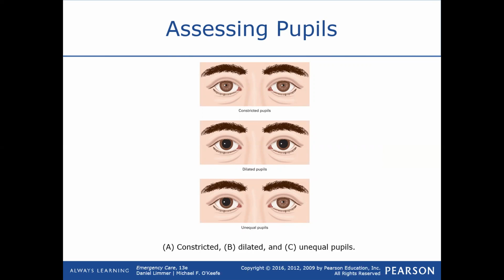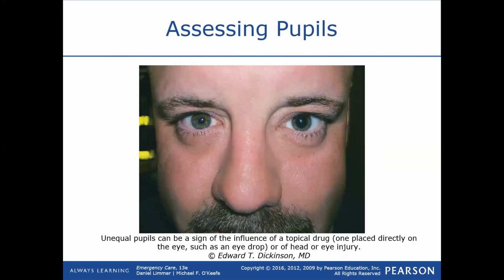And we will classify this as, with a normal set of pupils, we will say they're PERRL, okay? Pupils are equal and reactive to light. So when somebody says, how are their pupils, you can say they're PERRL, and people are going to know what you're talking about. Okay, unequal pupils can be a sign of the influence of a topical drug.